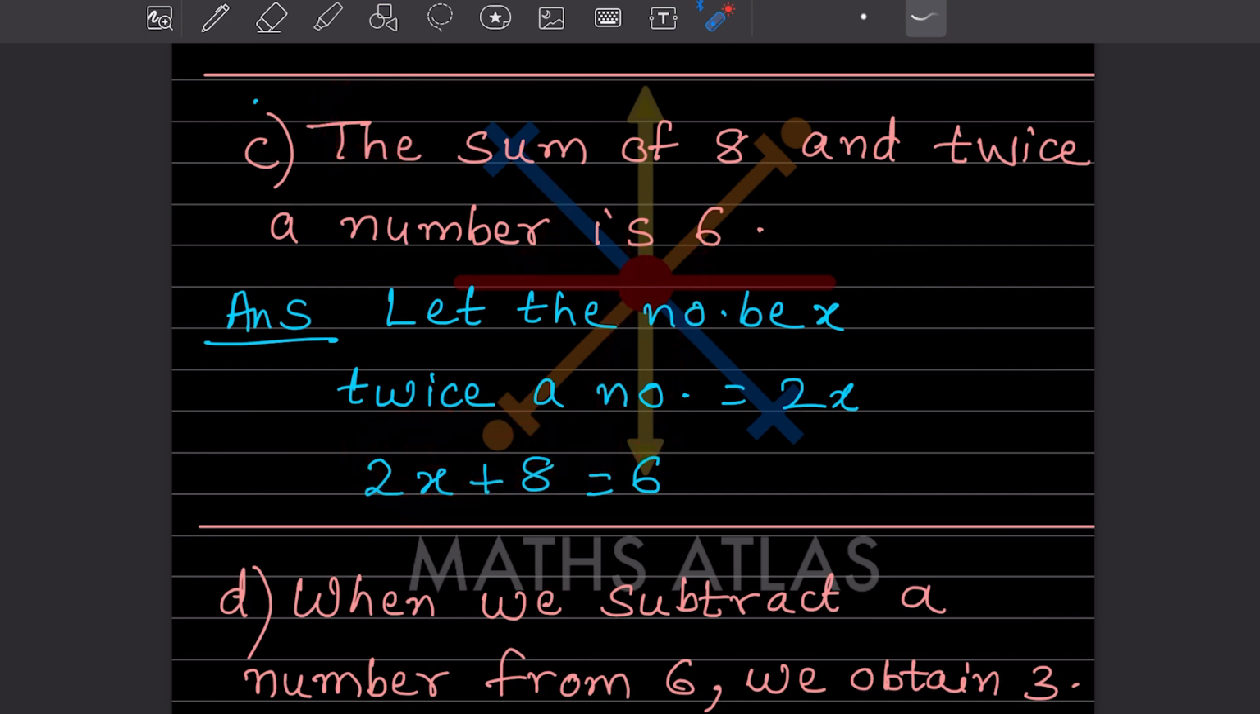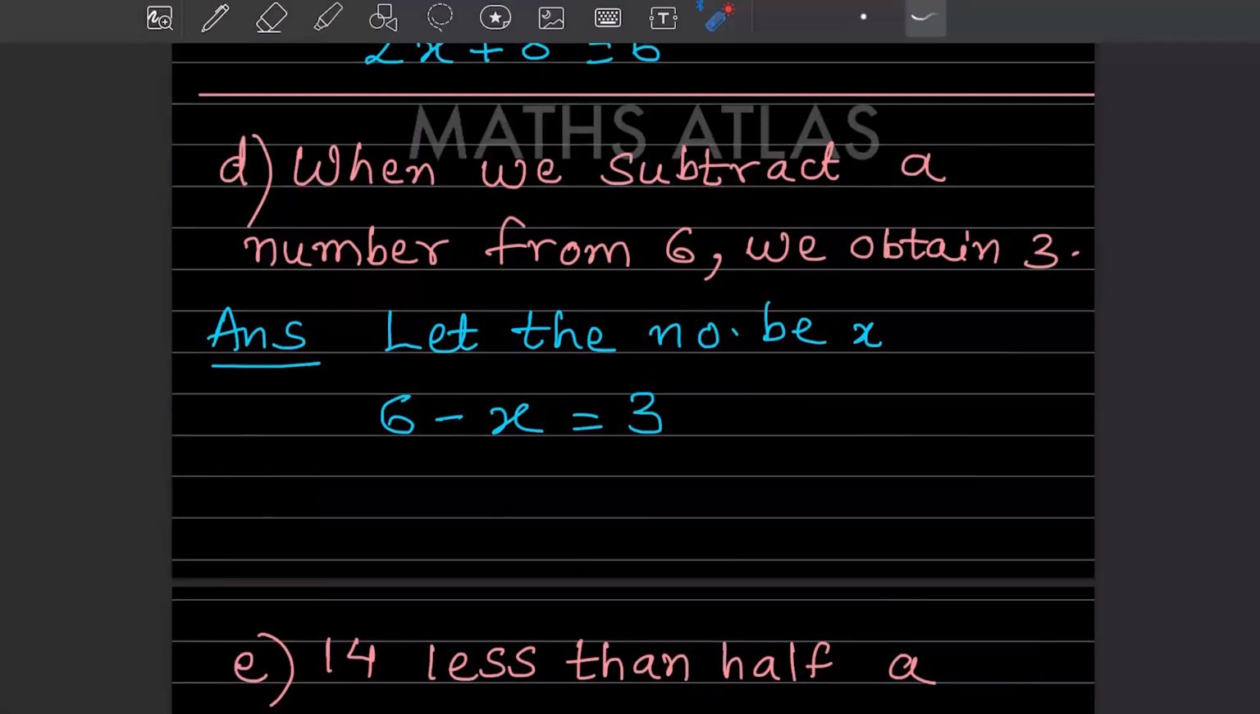Hope that is clear. Now the next one: when we subtract a number from 6, we obtain 3. Again, we don't know the number, so let the number be x. Now again, can you see here, from 6? So 6 should be at the start, and we are going to subtract a number, which we have considered as x. We obtain 3, which means the result is 3. Here "obtain" means we are going to write is equal to 3.